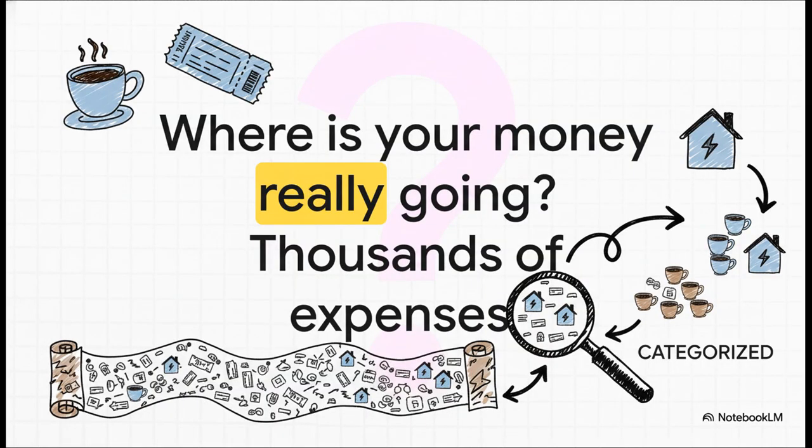So, let's picture this. You've got a whole year's worth of expenses, right? And it's just this huge, messy list. A coffee here, a train ticket there, that weird online purchase you made at 2 a.m. It's all just jumbled together. The big question is, where is your money actually going? It's like a mystery, and GROUP BY, well, that's the detective we're calling in to solve the case.